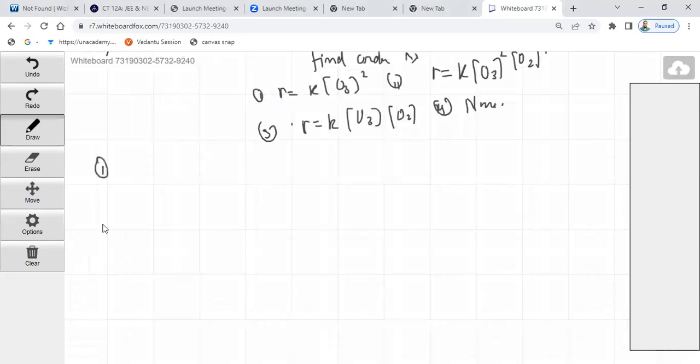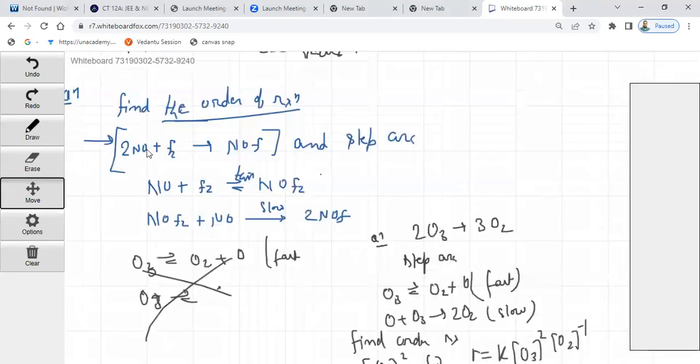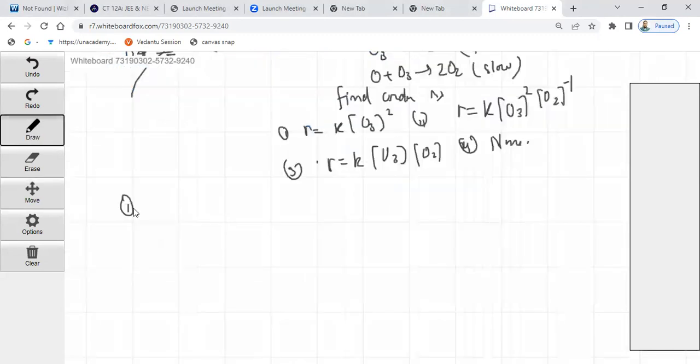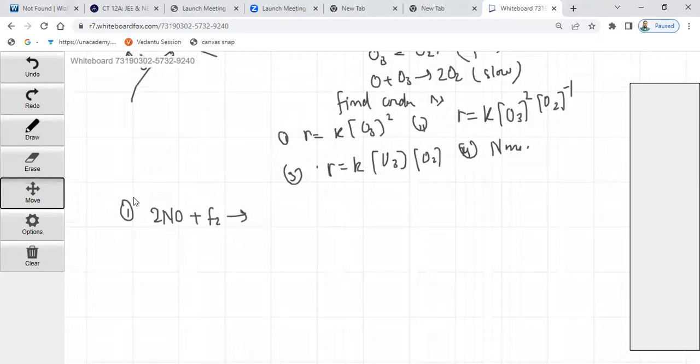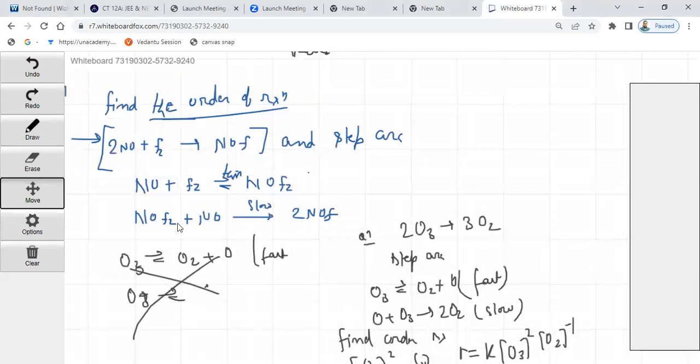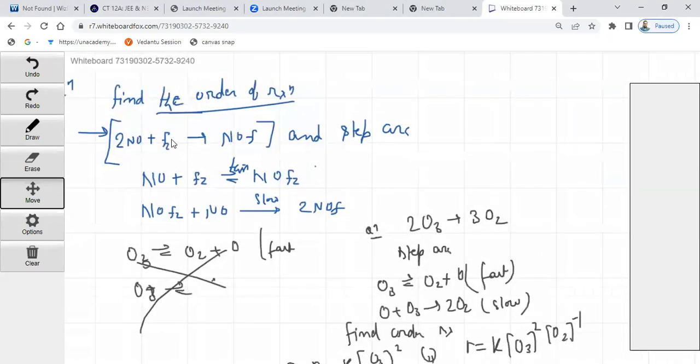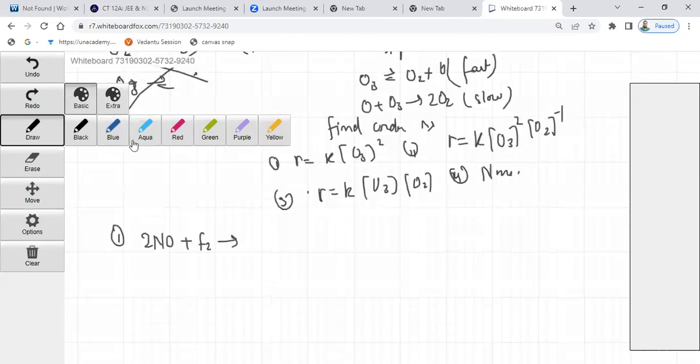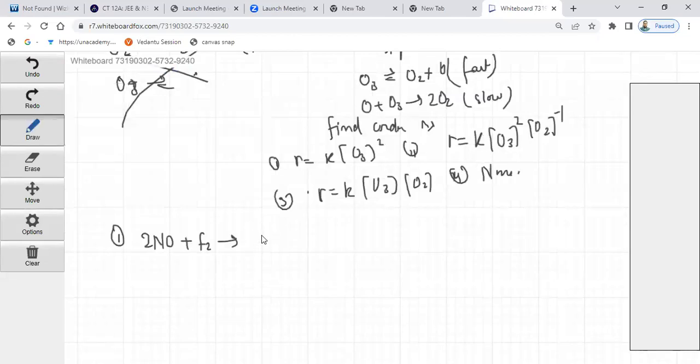The given reaction is 2NO plus F2 gives 2NOF. Sir already explained option 2 in the earlier question, so I am explaining this one now.